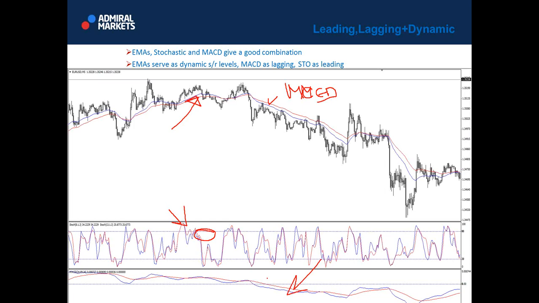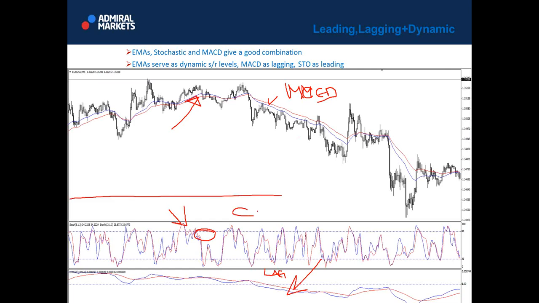And this is a lagging indicator, it's MACD 34, 89, 34, which captures the trend and follows the price. It's a lagging momentum indicator in this case. So we have effectively combined a leading, a lagging, and a dynamic indicator to give us a trading strategy.